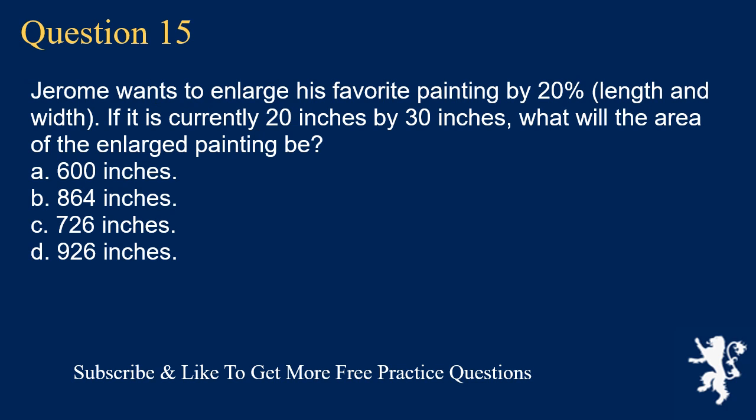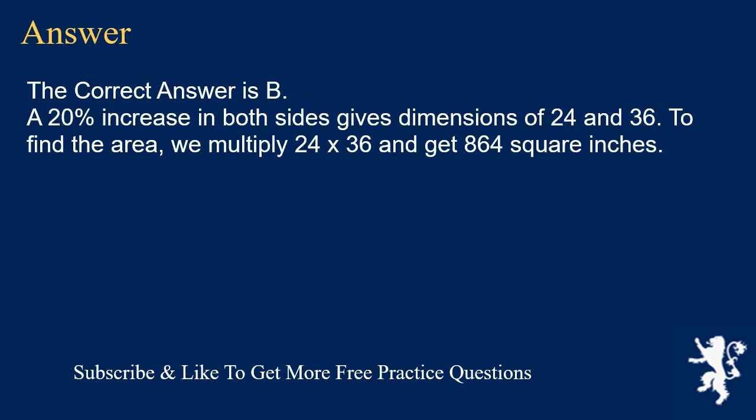Question 15. Jerome wants to enlarge his favorite painting by 20%, length and width. If it is currently 20 inches by 30 inches, what will the area of the enlarged painting be? A. 600 inches. B. 864 inches. C. 726 inches. D. 926 inches. The correct answer is B. A 20% increase in both sides gives dimensions of 24 and 36. To find the area, we multiply 24 by 36 and get 864 square inches.